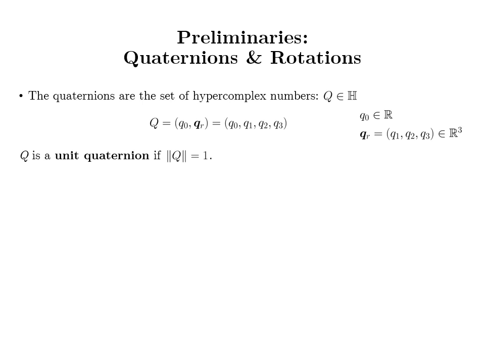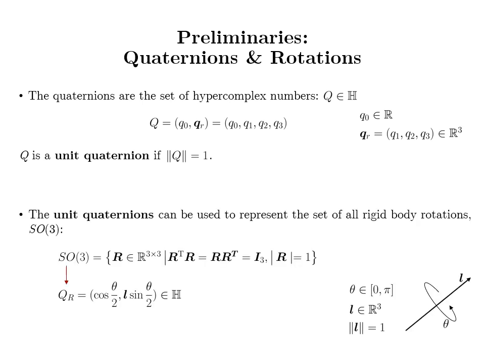The quaternion Q is a unit quaternion if the norm of Q equals 1. The unit quaternions can be used to represent the set of all rigid body rotations, which is SO3. Here, L is a unit axis and theta varies between 0 and pi.